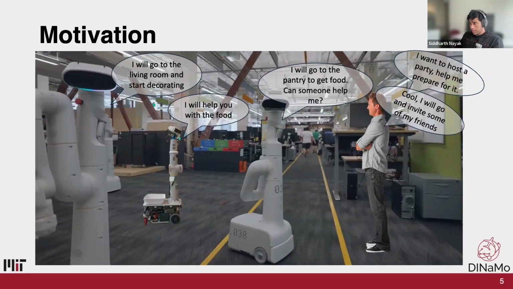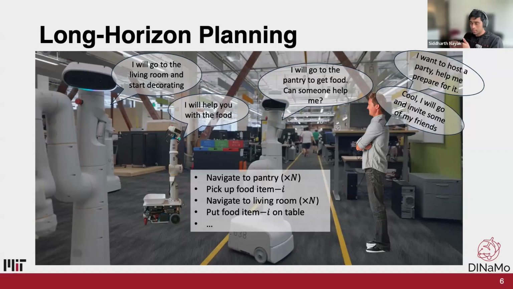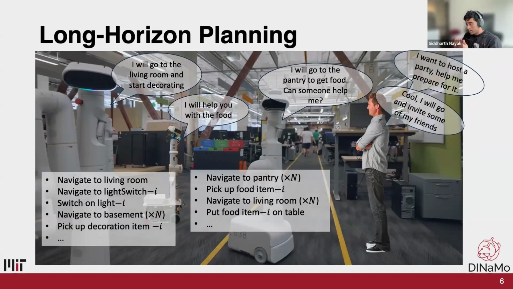So this problem is a long horizon planning problem. What I mean by that is each of these agents has to carry out a bunch of actions which satisfy the overall objective. Here the objective is helping this human prepare for a party, and that could involve going to the pantry, picking up some food items, navigating to wherever the party is going to happen, keeping your food items over there, switching on the light.